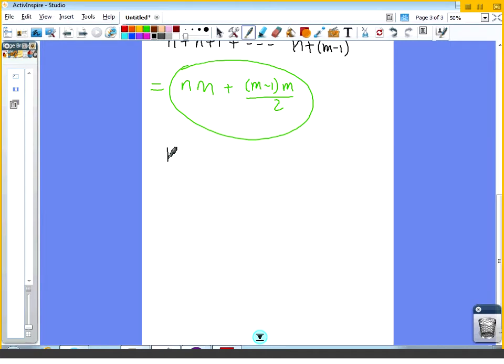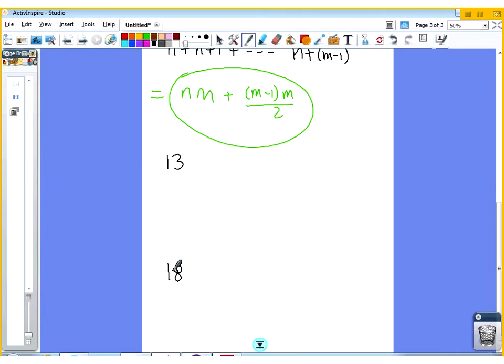Relatively small. 13 was first and 18 was second. So the question is, when you did 13, could you write it as anything? 6 plus 7, so it's 2, right? So if you were trying to see, can I write 13 as two consecutive numbers, my m would be 2, because that's the number of consecutive numbers.